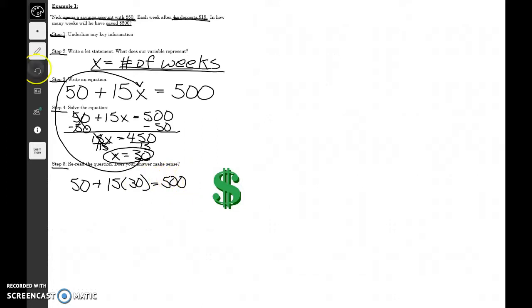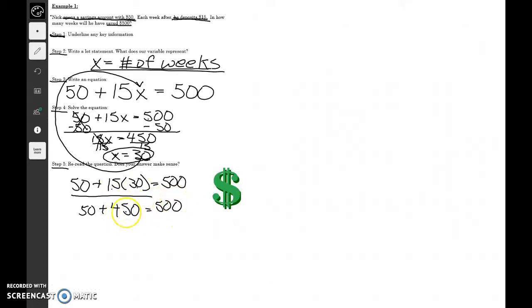Oh, one too many zeros. All right, so we can work this out with our calculator, so it'd be nice to have a calculator for this. We can actually just plug this all into the calculator and see if it equals 500, or we can solve it out. So first thing we want to do is say 15 times 30, and that's going to give us 450. And that should be equal to 500.